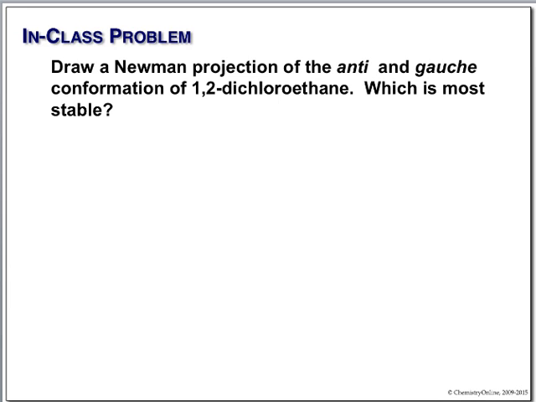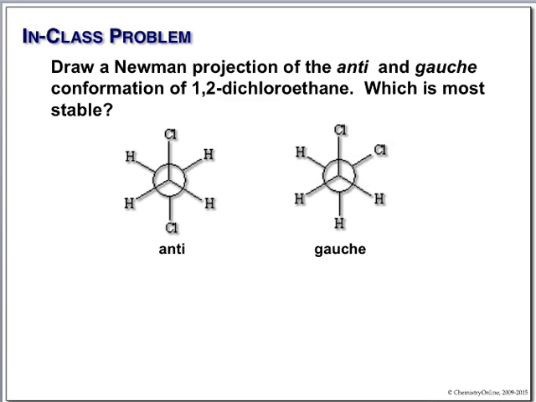In the anti, we're going to have our Newman. Our chlorines are going to be opposite each other, aren't they? Now, if we rotate this 60 degrees, we would get eclipsed gauche, wouldn't we? We don't want that. So to get our other gauche, we have to rotate it 60 and then 120. So the gauche would look like this. I guess I rotated that carbon up. The same thing.